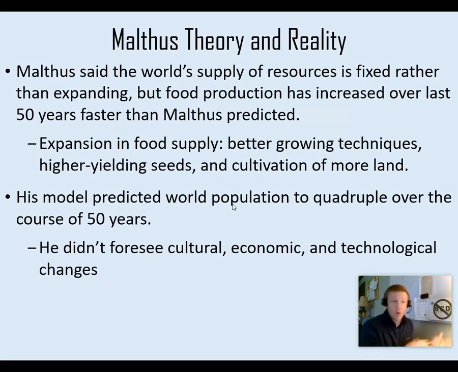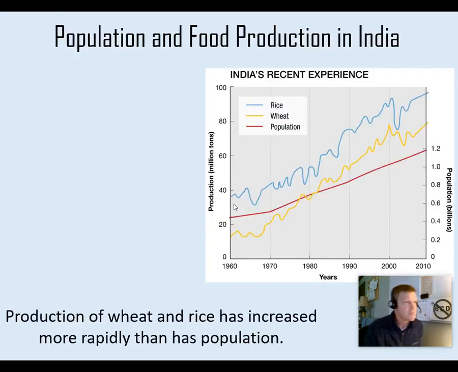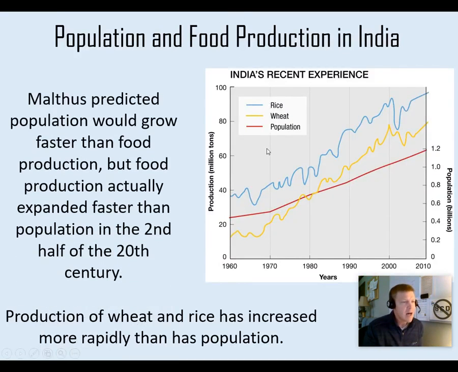According to his model, world population was going to quadruple in 50 years. It didn't. But again, he didn't foresee the cultural changes, the economic changes, the technological changes. Looking at India as an example, even in a country like India, 1.5 billion, give or take, you're still seeing food production, be it rice, be it wheat, above the population. Okay.